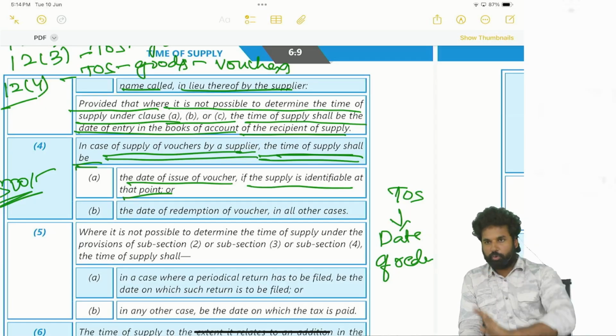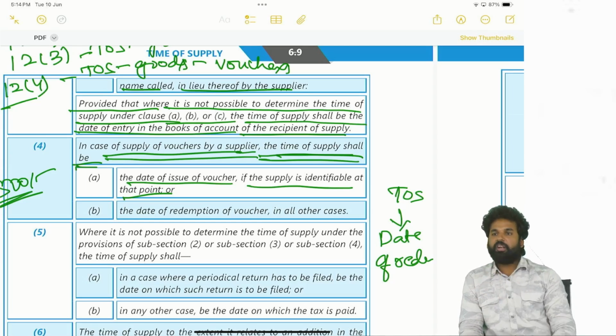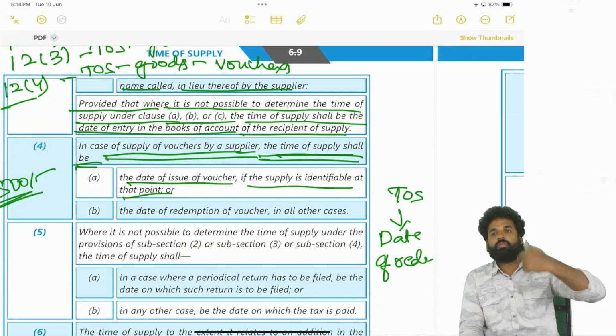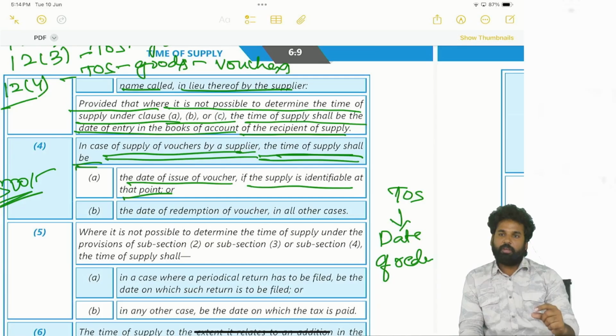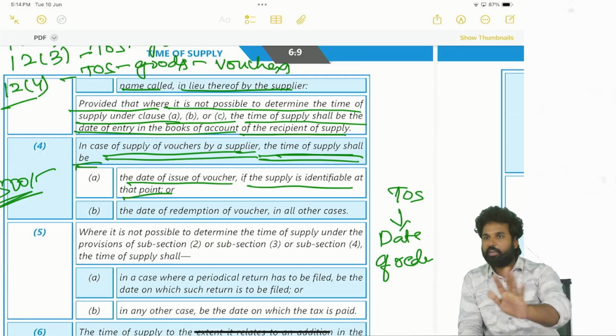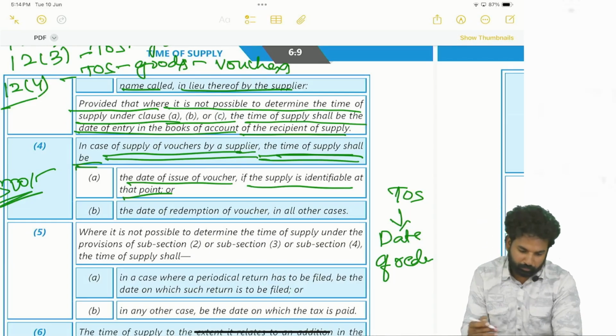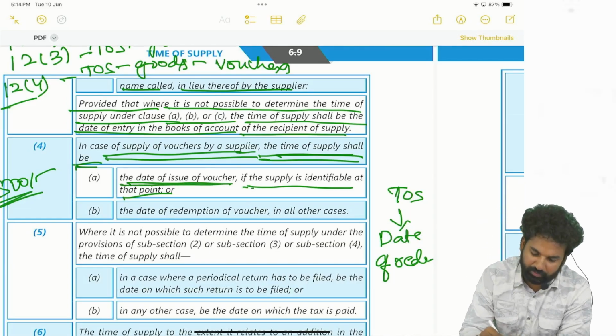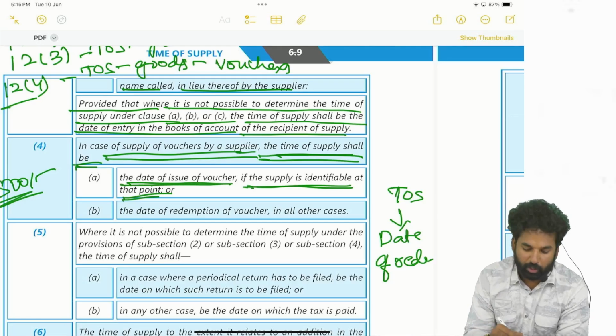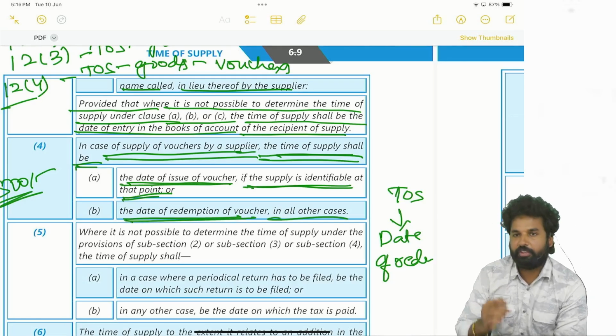So this is a food coupon, or this is a shirt coupon. Whenever you purchase a shirt, it will be applicable on that shirt purchase only. Whenever you purchase a trouser, it will be applicable on that only. Likewise, if the supply is identifiable at the time of issue of the vouchers, then the time of supply will be the time of issue of vouchers. Whenever the supply is not identifiable at the time of issue, it will be the date of redemption. Got this? So, date of issue of voucher if the supply is identifiable at that point, or date of redemption of the voucher in all other cases.